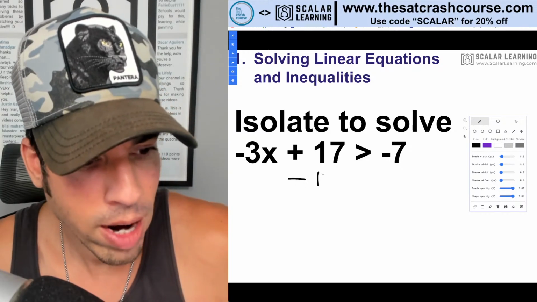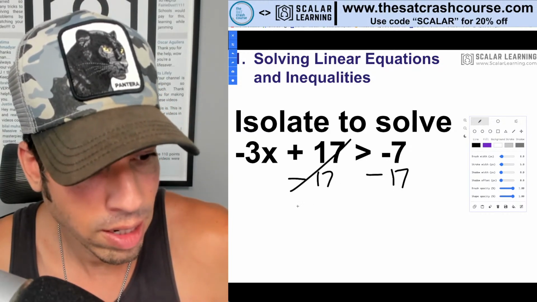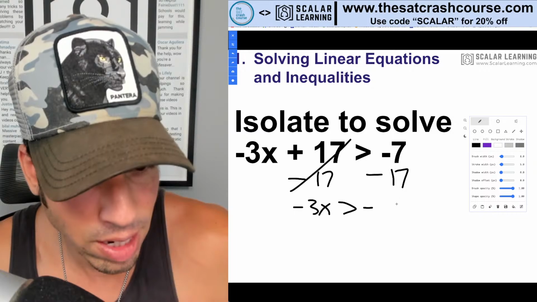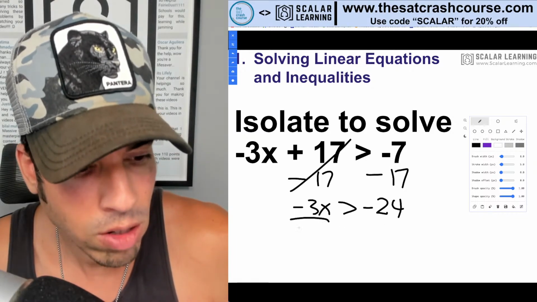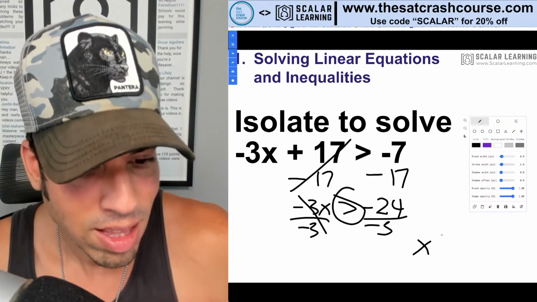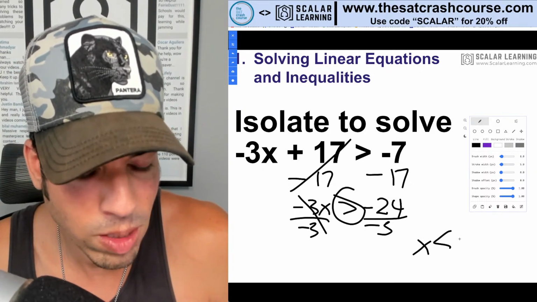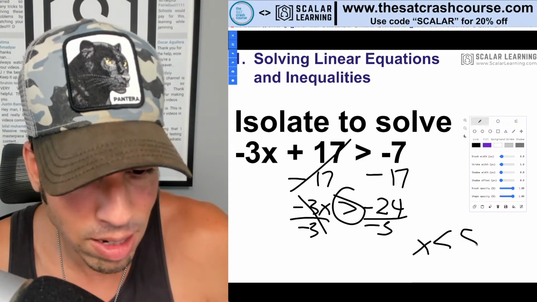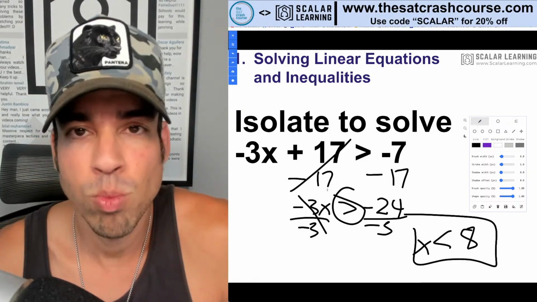So for example, if I subtracted 17 here as we isolated, I get negative 3x is greater than negative 24. Now to isolate, we're going to divide by a negative, and you see we get x is less than, we have to flip it when we divide or multiply both sides by a negative, less than 8. And you can see this works. You can plug it back in.